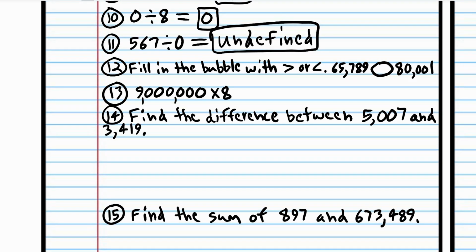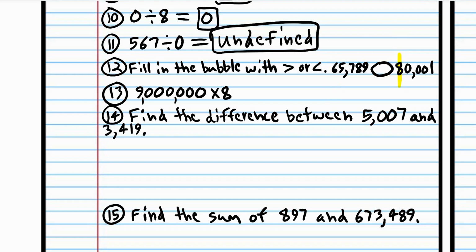All right, number 12, fill in the bubble with greater than or less than. So 65,789, is that greater than or less than 80,001? I almost said "80,001" with an "and," but remember we don't use "and" unless you have a decimal, and we haven't learned decimals yet. So in other words, is this number greater or is this number greater? Well, look at the number farthest to the left. That tells us which number is greater.